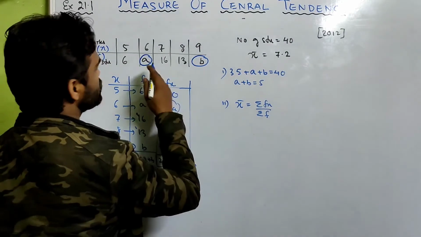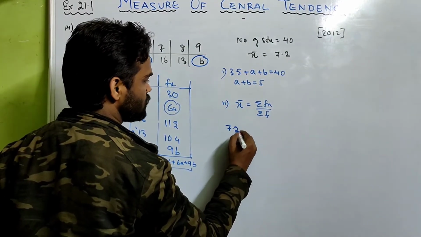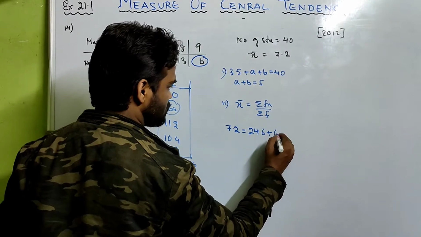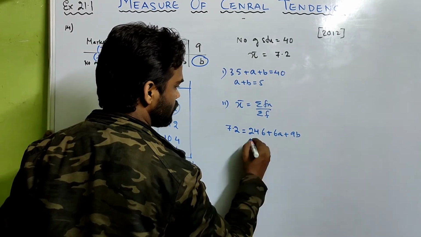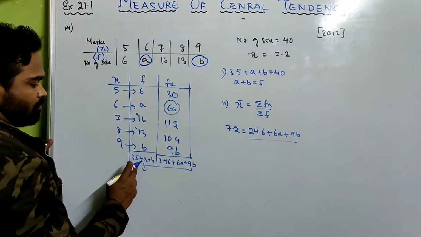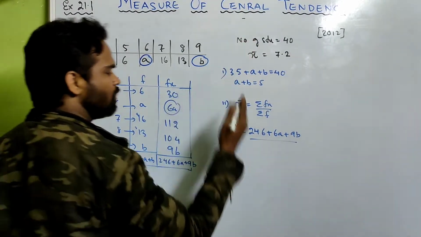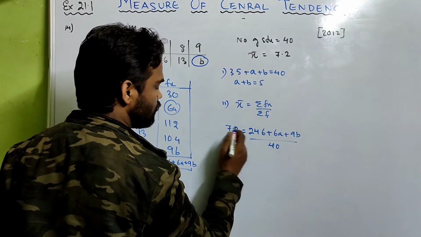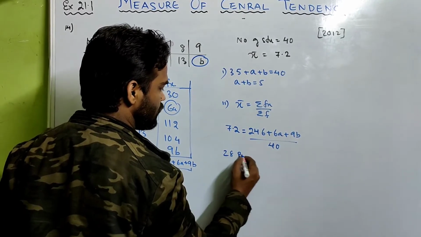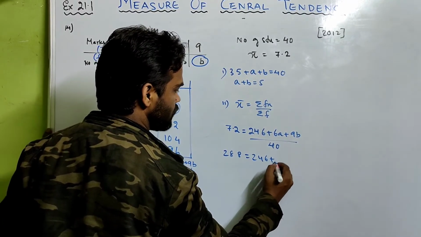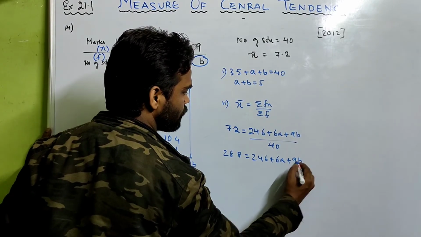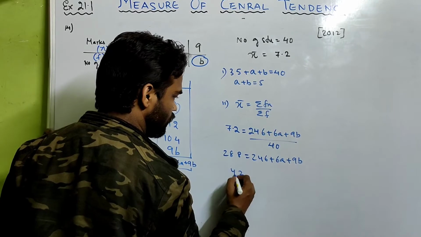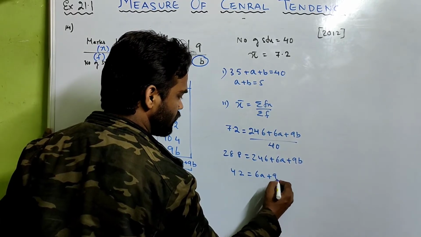So mean is how much? 7.2. They have already given to us. Sigma fx is 246 plus 6a plus 9b. And sigma f, which means this, we already know that's 40. So 4 2s are 8, 4 7s are 28 equals to 246 plus 6a plus 9b, which means this 8 minus 6 is 2. 42 equals to 6a plus 9b.